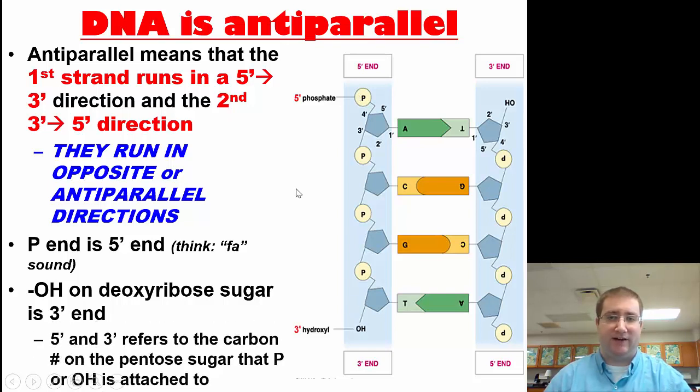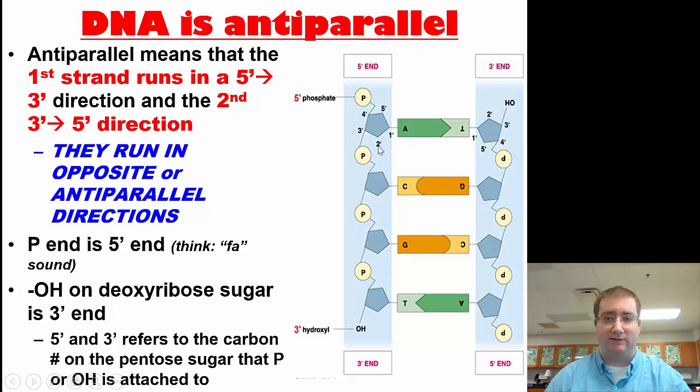And the actual 5', 3' numbering deals with chemistry and deals with how many carbons there are in the sugar. So we actually can number the carbons in this sugar molecule. This is a pentose molecule, so there's 5 carbons. Each little point is a carbon. So if we look here, we have 1, 2, 3, 4, 5.